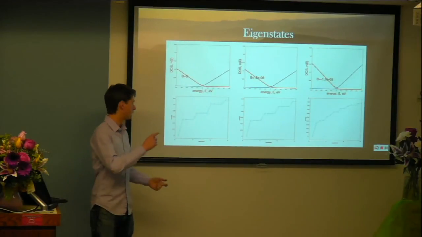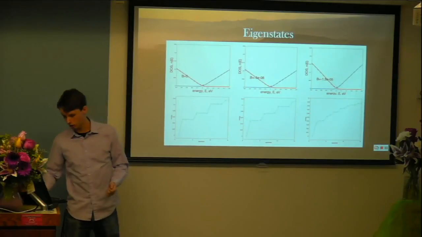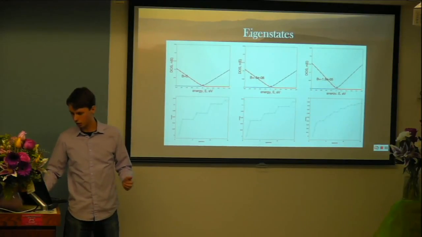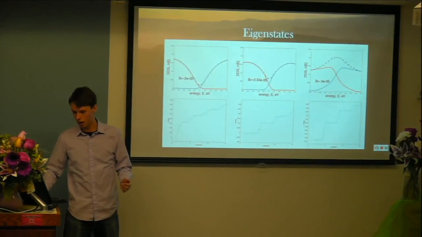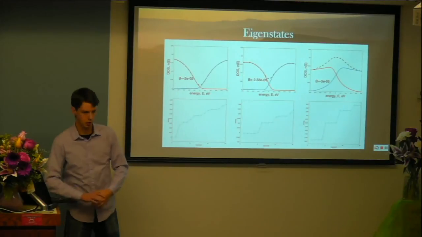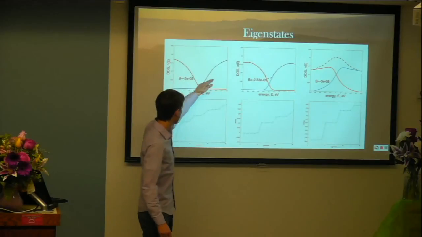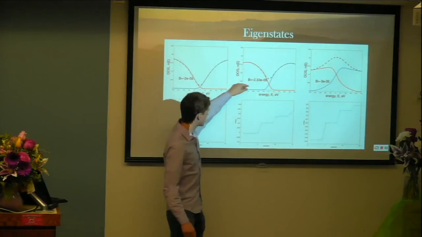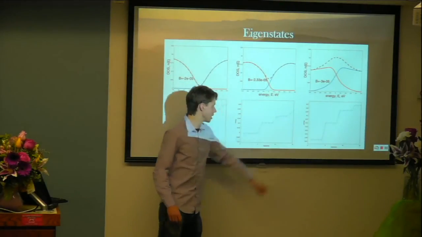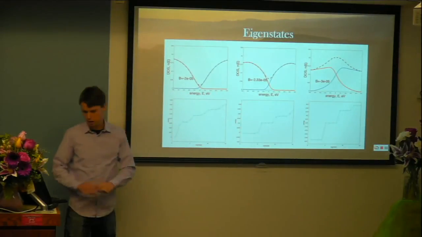And the dotted line you'll see is the combination of the two of those. So nothing really too interesting here. As the magnetic field was increased even more, you started to see that there was a bit of a dip here, which started to grow, as you can see in that last one, almost forming a peak.